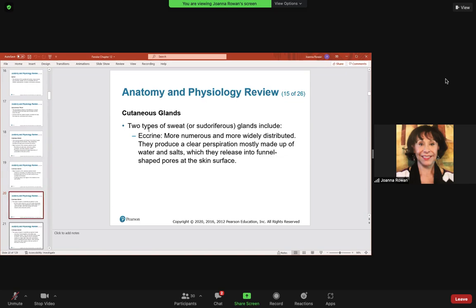Know this. There are two types of sweat, or sudoriferous, glands. That includes the eccrine, which is more numerous and more widely distributed. They produce a clear perspiration. Eccrine is clear, mostly made up of water and salts, which they release into funnel-shaped pores of the skin surface.